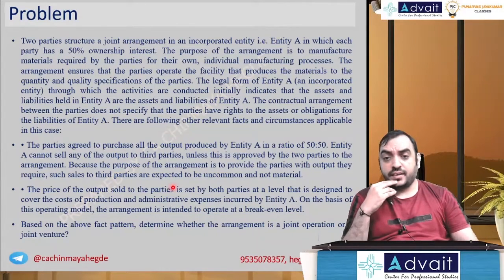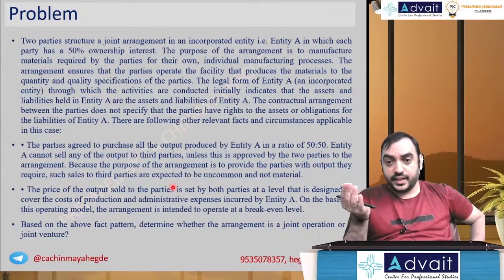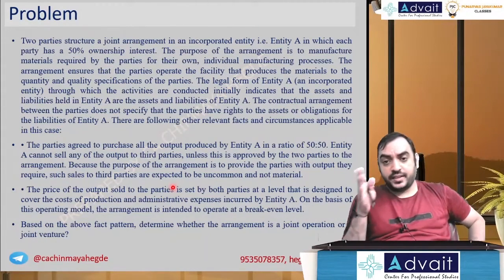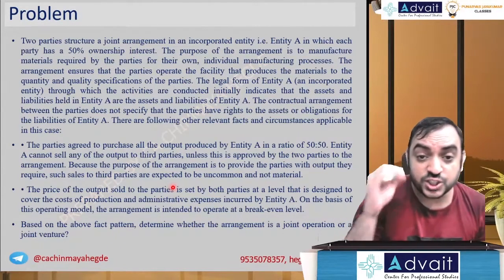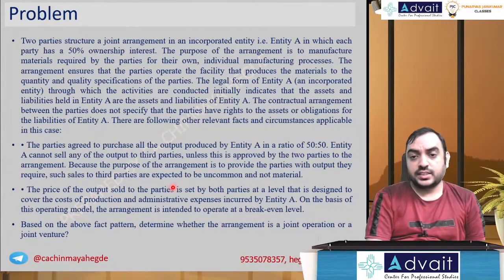The legal form of the entity, an incorporated entity through which the activities are conducted, initially indicates the assets and liabilities are held in entity A. All the assets and liabilities of entity A. The contractual arrangement between the parties does not specify the parties' rights to assets and obligations for liabilities of entity A. There are the following other relevant factors and circumstances applicable in this case.